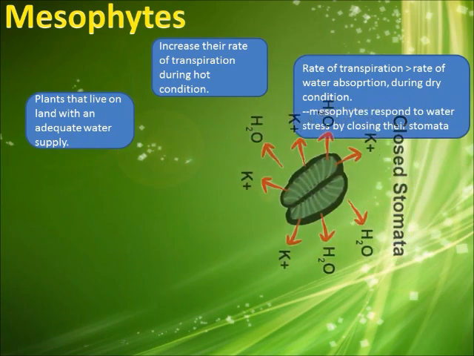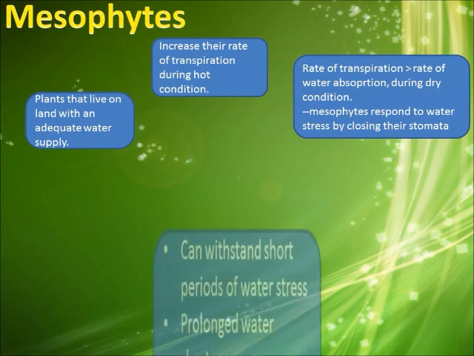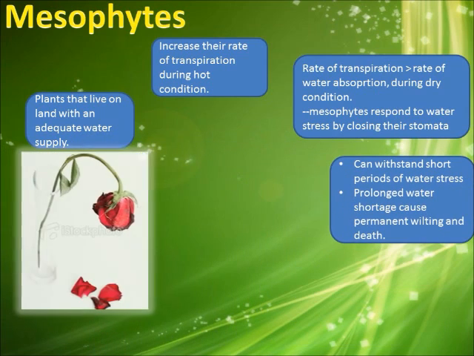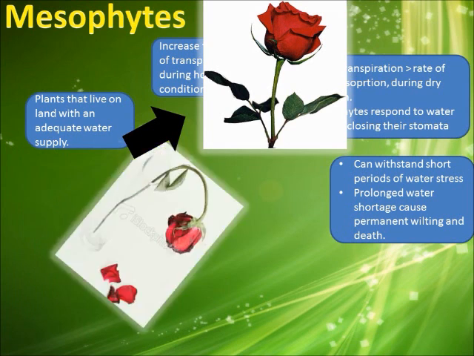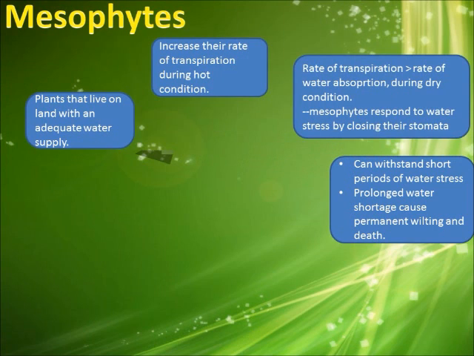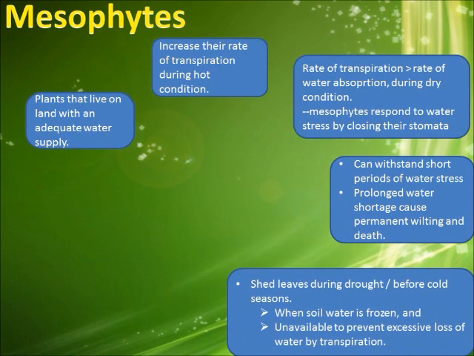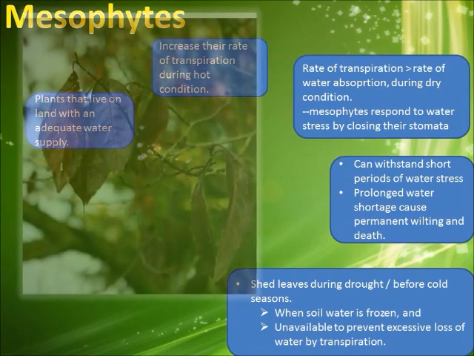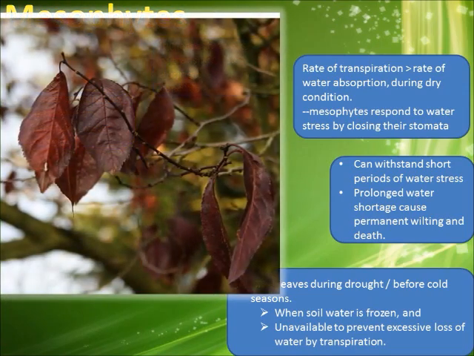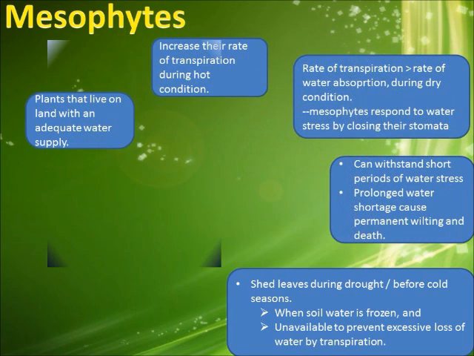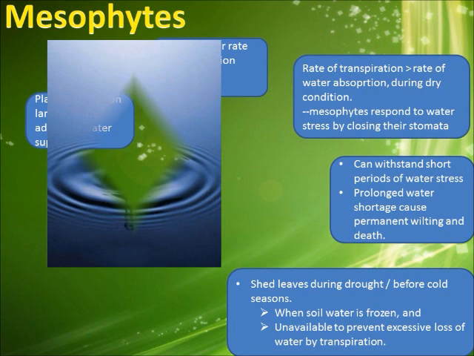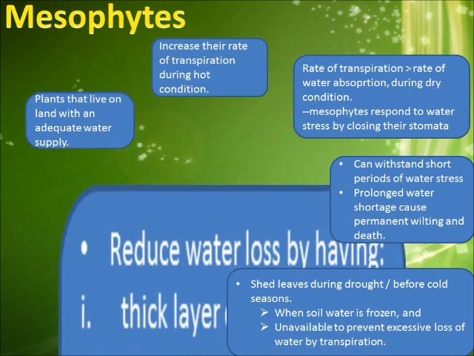Mesophytes respond to water stress by closing their stomata. They can withstand short periods of water stress, but prolonged water shortage will cause permanent wilting and death. Mesophytes also shed leaves during drought or before the cold season, when soil water is frozen and unavailable, to prevent excessive loss of water by transpiration.